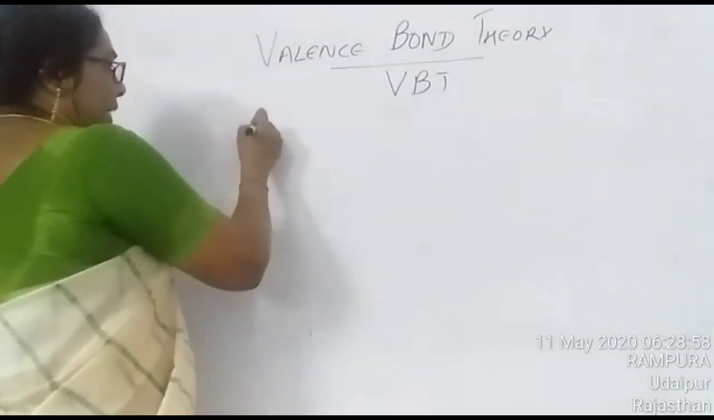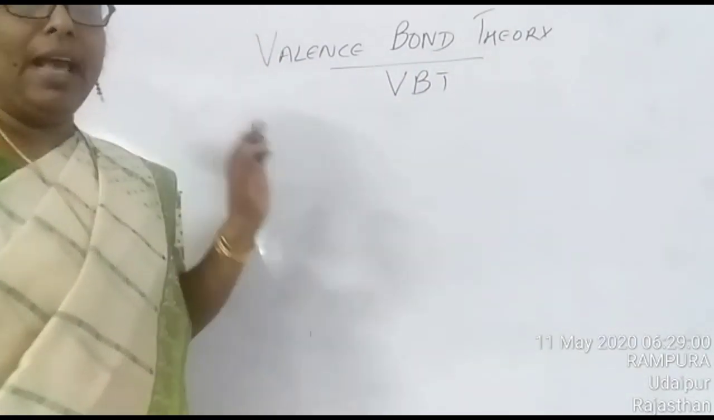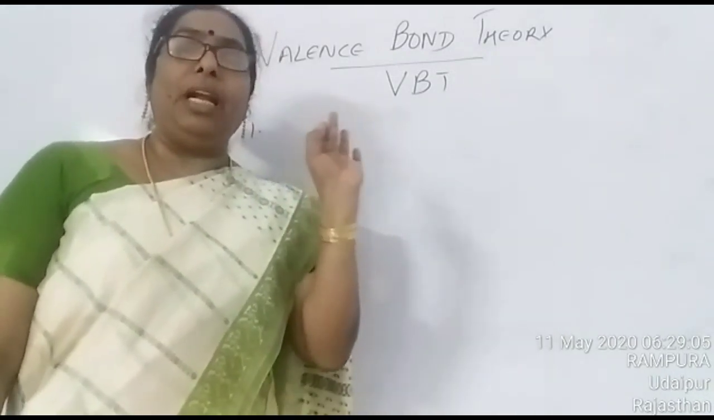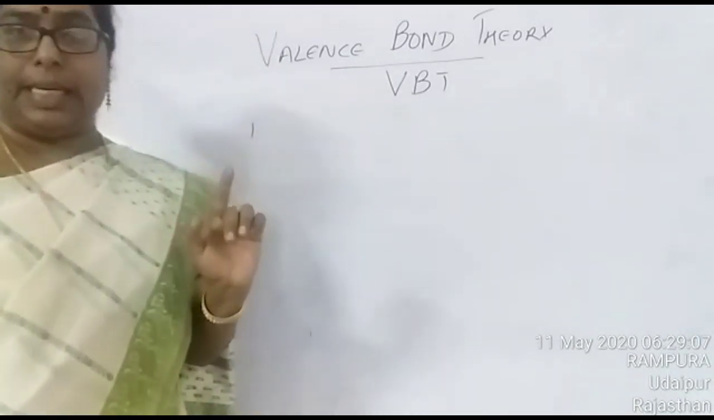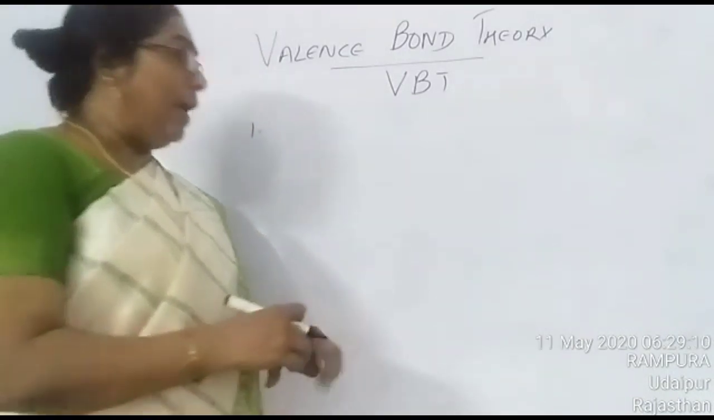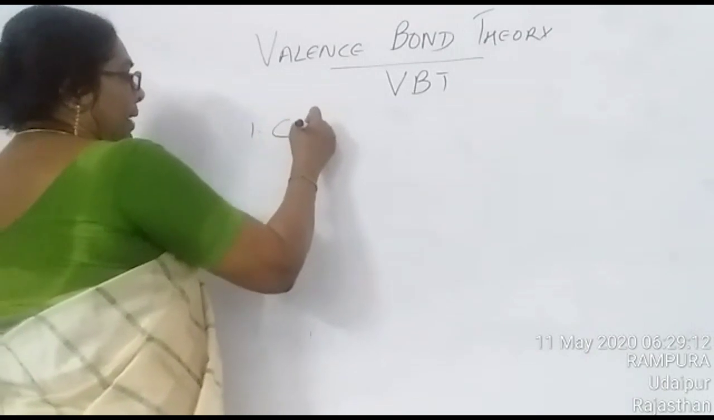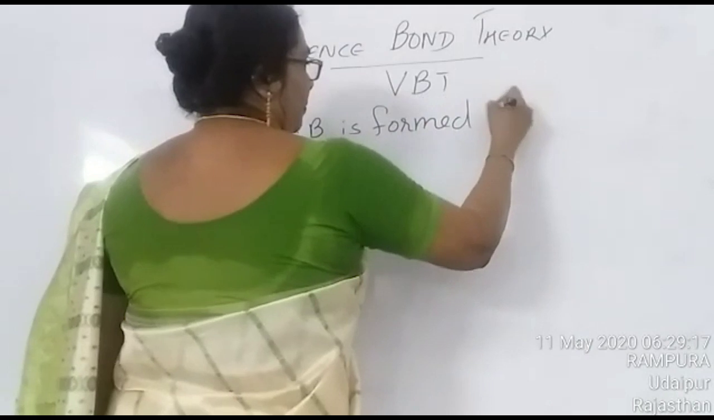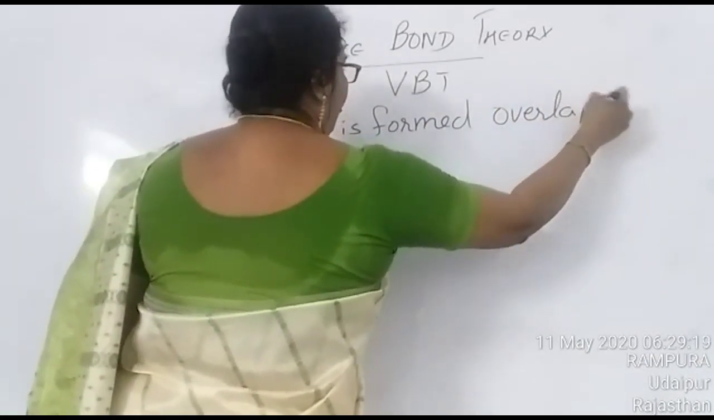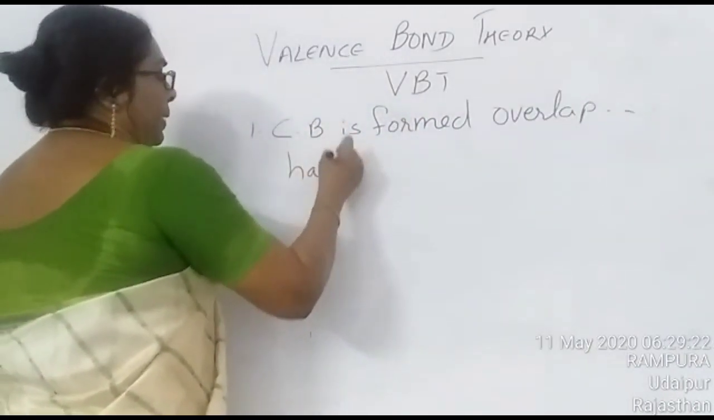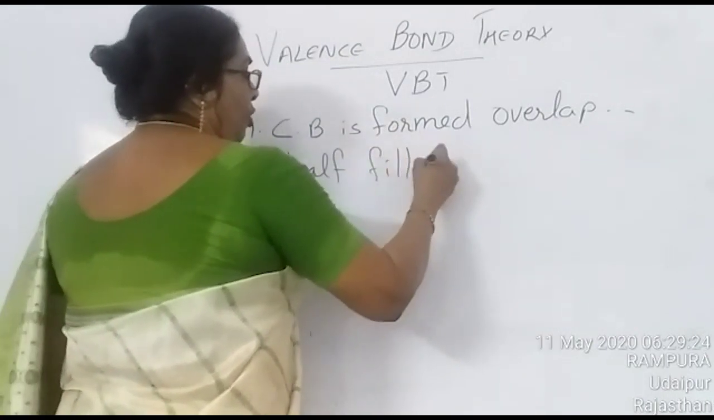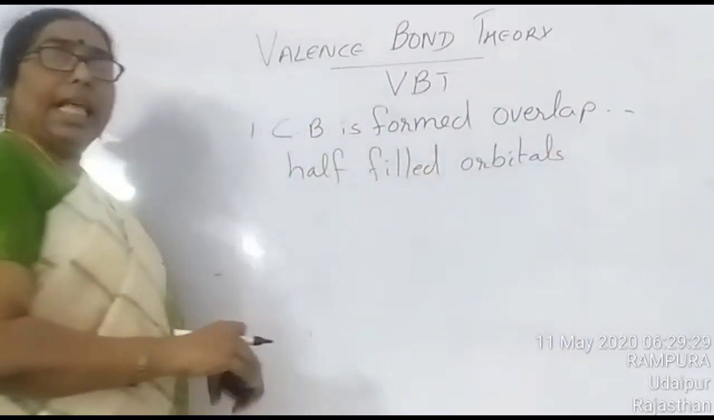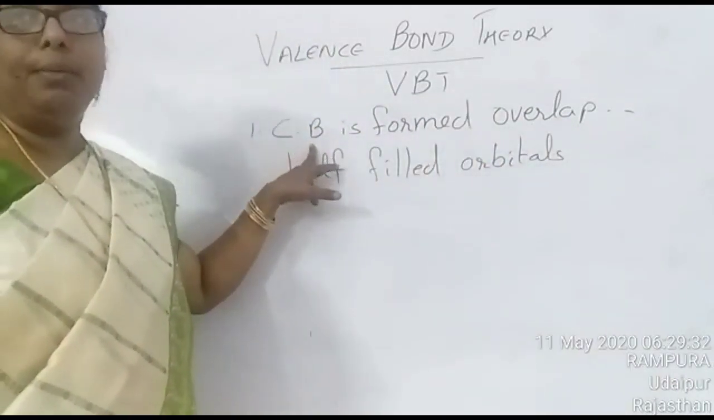Now the first postulate in this theory is that a covalent bond is formed by the overlapping of half-filled atomic orbitals of the central atom. Is it clear? A covalent bond is formed by the overlapping of half-filled atomic orbitals. When half-filled atomic orbitals overlap each other, that results in the formation of a covalent bond.